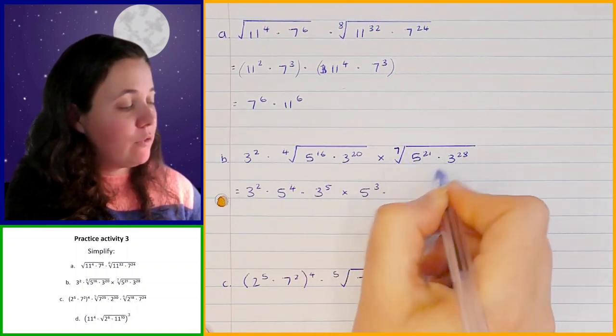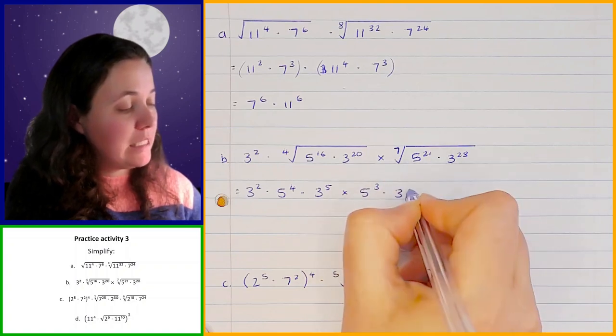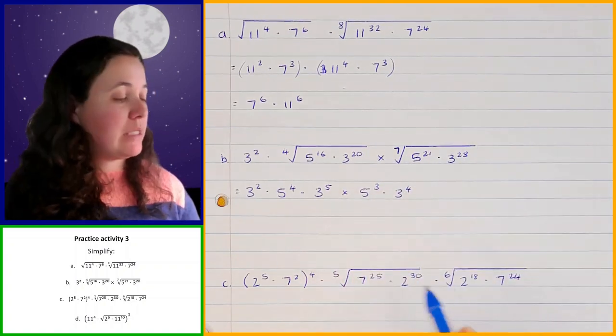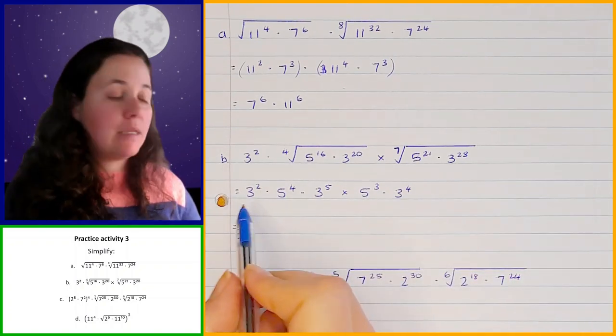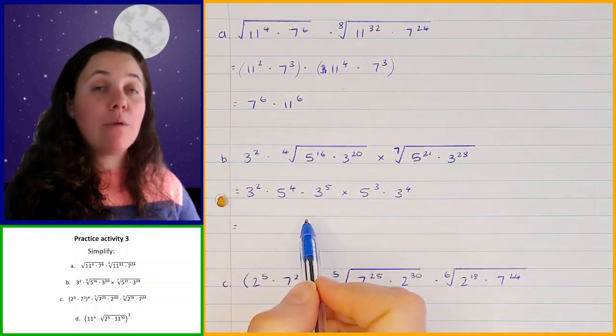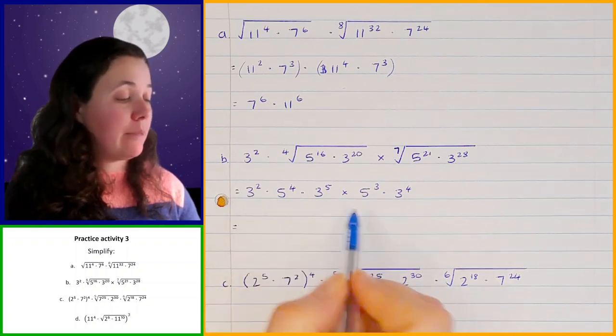Times the 7th root of 3 to the power of 28 is 3 to the power of 4, because 28 divided by 7 is 4. And now I'm going to simplify all of that by multiplying, where I keep the bases together, the like bases together.